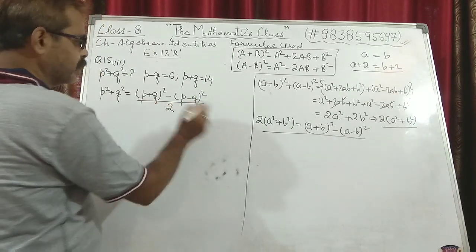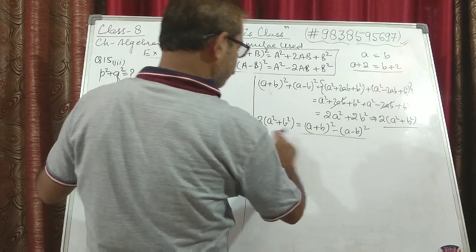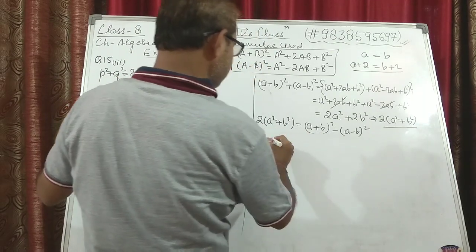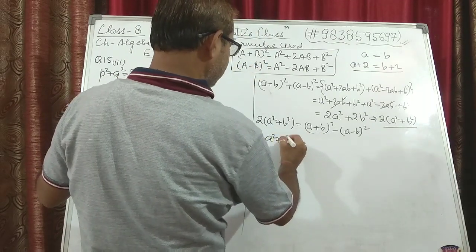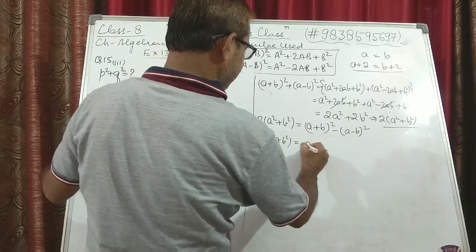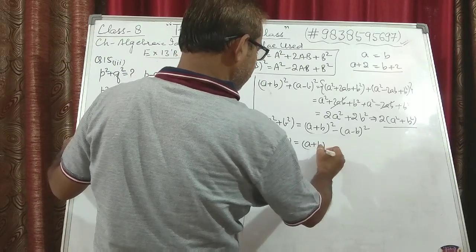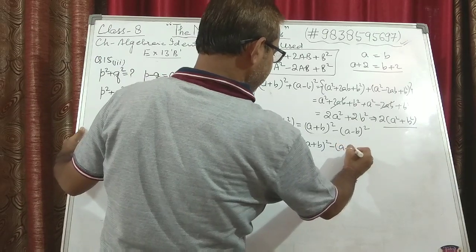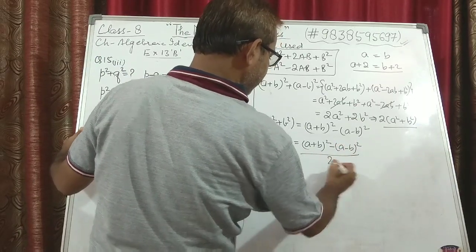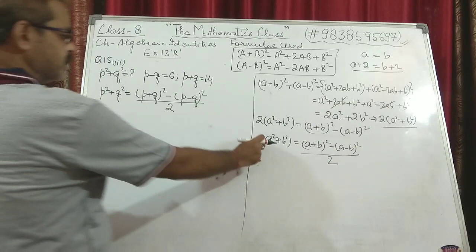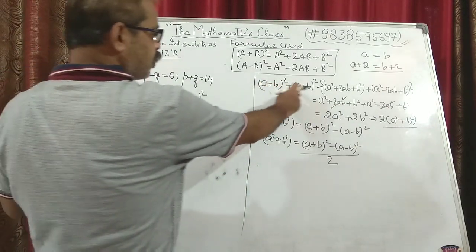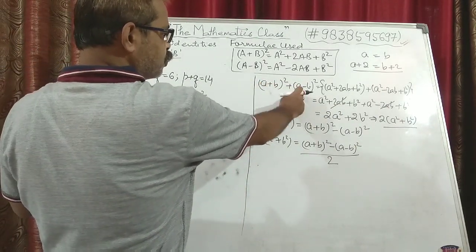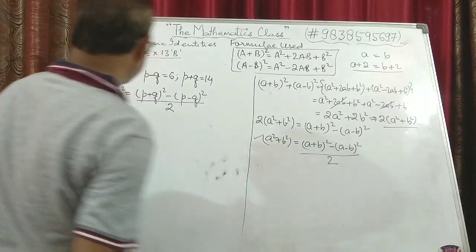upon 2. This 2 comes in division, or if you want I can write it, it shows that a square plus b square is written as (a plus b) whole square minus (a minus b) whole square divided by 2. So this is the formula which we got by adding the squares of these two, and this is what we are going to use.